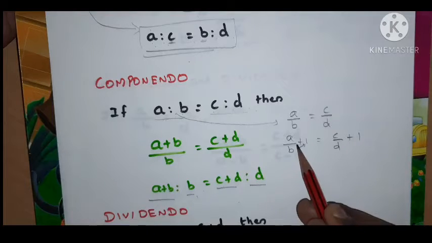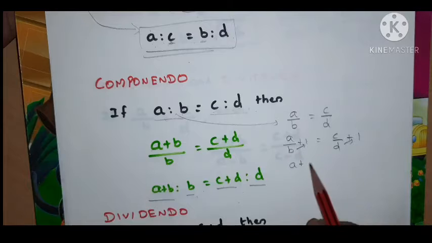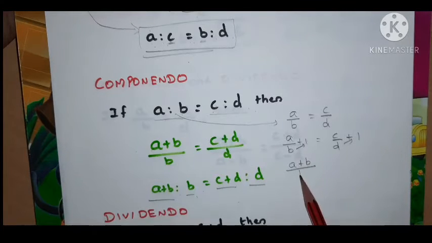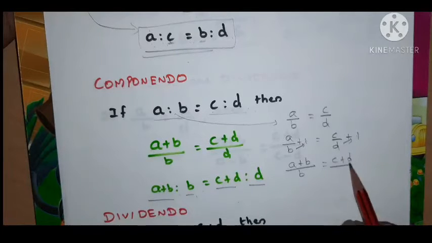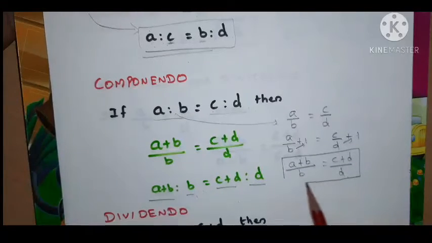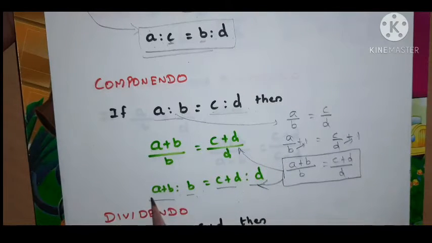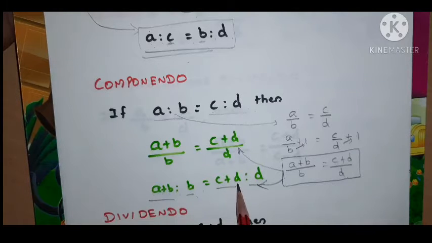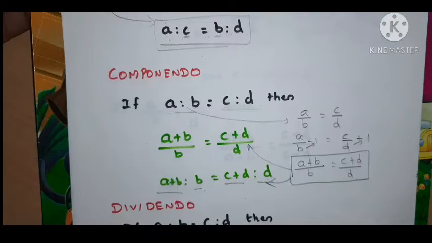Now do the cross multiplication. So A plus B into 1 is B, divided by the denominator value B, is equal to C plus 1 into D is D, divided by the denominator value D. That's it. A plus B divided by B is equal to C plus D divided by D. That's what we expressed here. The same thing we express in another way: A plus B is to B is equal to C plus D is to D. This property is called Componendo.